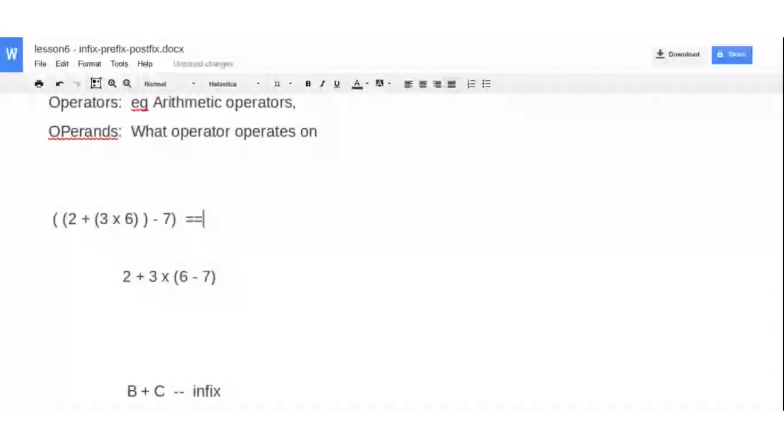So this expression is fully parenthesized. And what that simply means is that you have put parentheses for every operator with its operand.